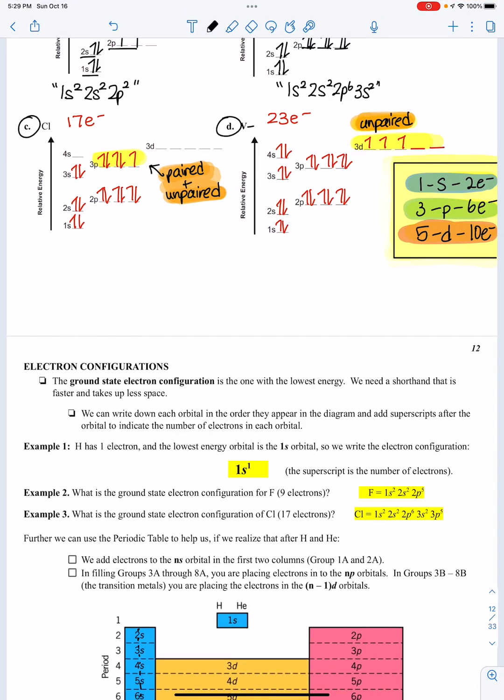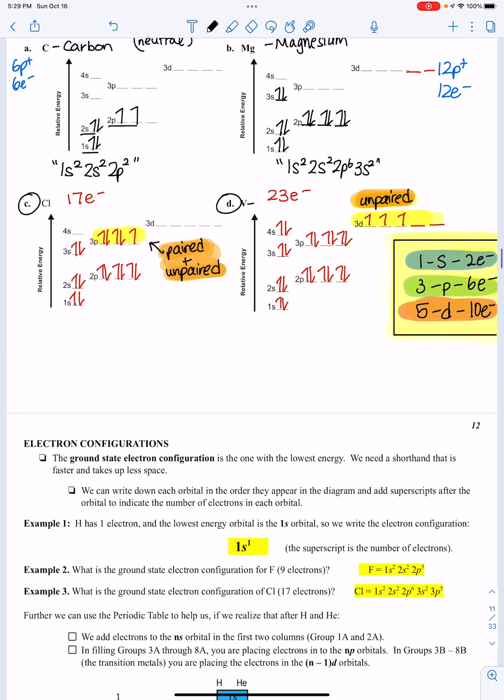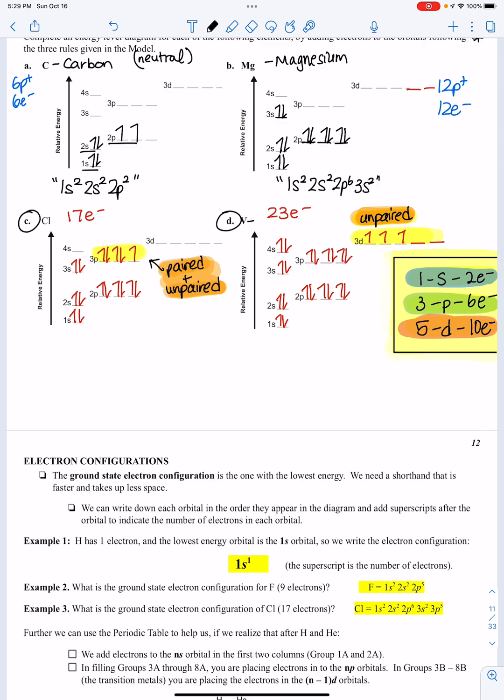So in this lecture, part 4, I believe it is, we're going to be talking about electron configurations. Here are the answers to C and D for you to check from the previous lecture, if you needed to check your answers here. We're actually going to start from here.